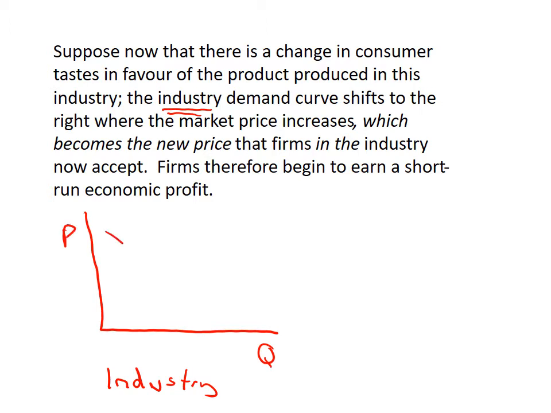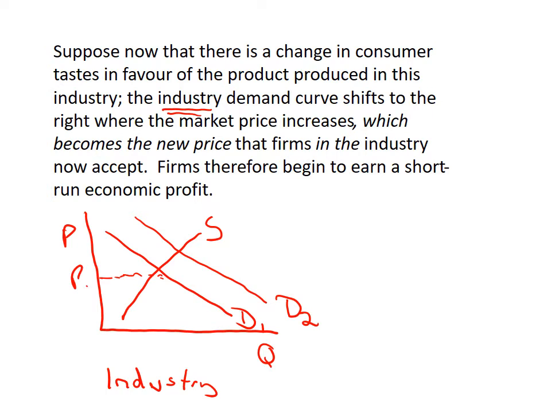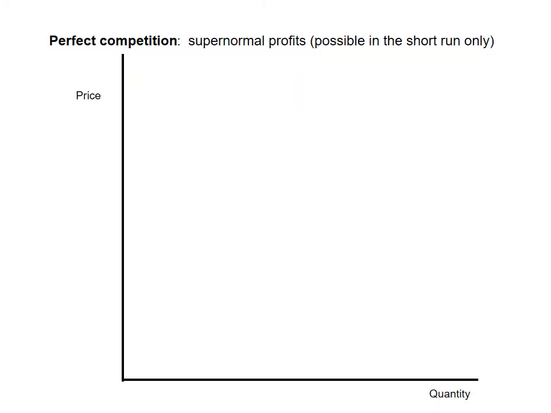Quantity and price, demand curve, supply curve. I'll call this D1, call this D2, and we see, if I'm focusing really just on the price, we've got PE or P1 here and P2 here, and the price has increased. So let's look at what happens, at least in the short run, to a firm. Okay, so let's look at supernormal profits.